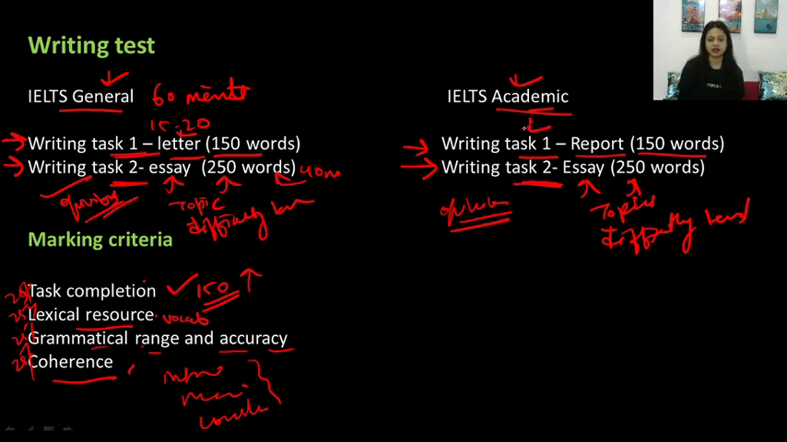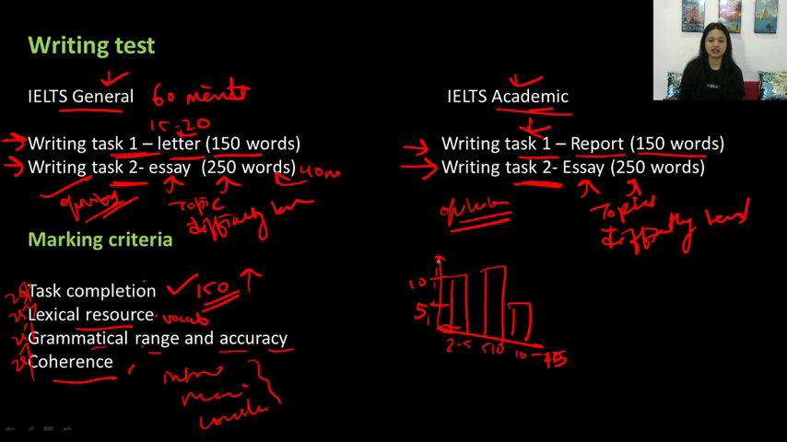Now, task 1 of the academic exam is report writing. How will you write a report? What will the report be on? For example, it's a bar chart, okay? Some data about the number of children eating ice creams. This is the age group: 2 to 5, 5 to 10 years old, 10 to 15-year-olds, okay? And this is the number of ice creams: 5 ice creams daily, 10 ice creams daily, 15 ice creams daily.